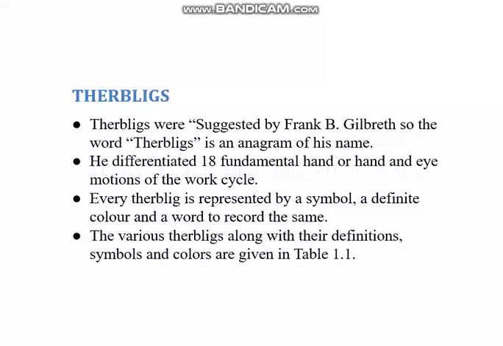Okay, the hand and eye motions, these are the things. 18 fundamental motions he has identified. Every Therblig is represented by a symbol, a definite color, and a word to record the same. So three things. A symbol is there. We will be studying about these 18 fundamental Therbligs. So each Therblig has a symbol, a color, and a word. Okay, and the various Therbligs along with their definitions, symbols and color codes are given in the table.